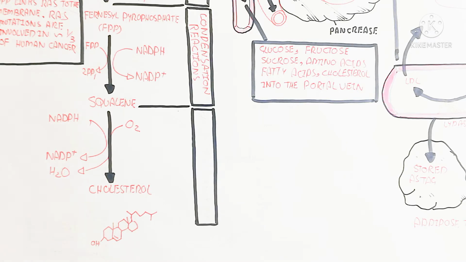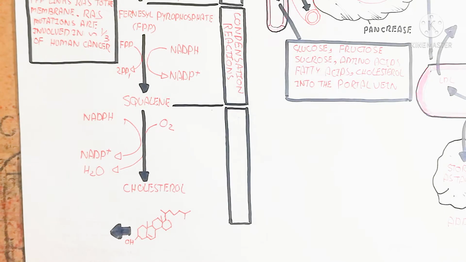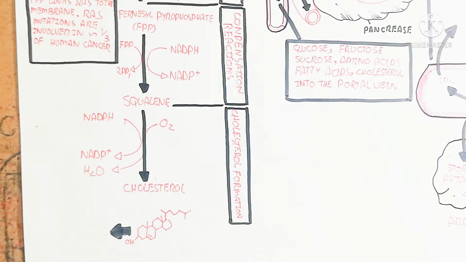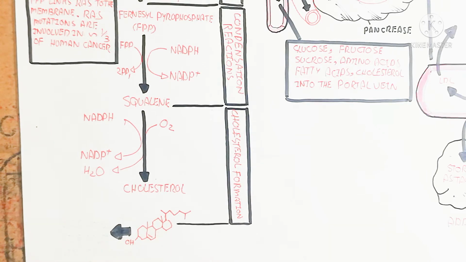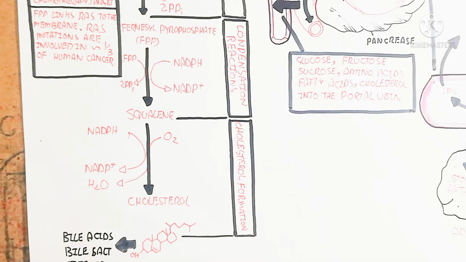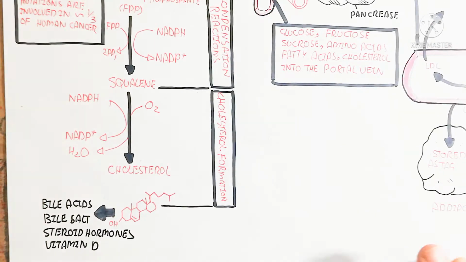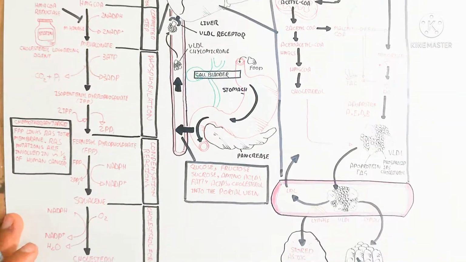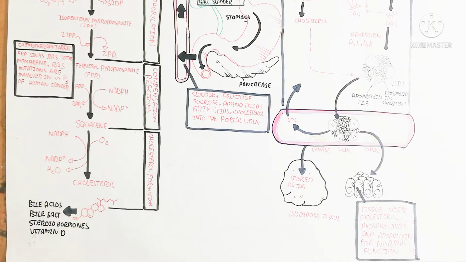So the squalene will be produced, and in this way the cholesterol formation will occur after the condensation reaction. So in this way the NADPH will be oxidized into the NADP plus, and the oxygen will be absorbed and the water will be released to form a cholesterol. The cholesterol structural formula is here. So the cholesterol will produce the bile acid, bile salt, steroid hormones and vitamin D.